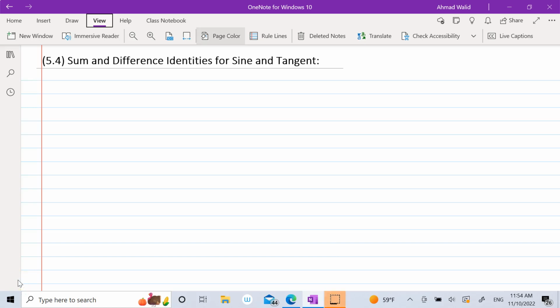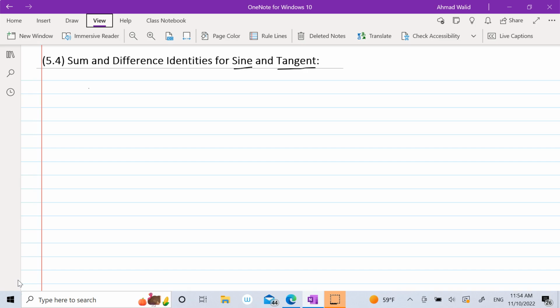Hello all, let's start section 5.4. 5.4 is sum and difference identities for sine and tangent. I will do again a proof for sum of sine. Then we do a quick proof for tangent. But again, I'm telling you, you are not required to learn the proofs. Only try to learn the identities and how to use them.